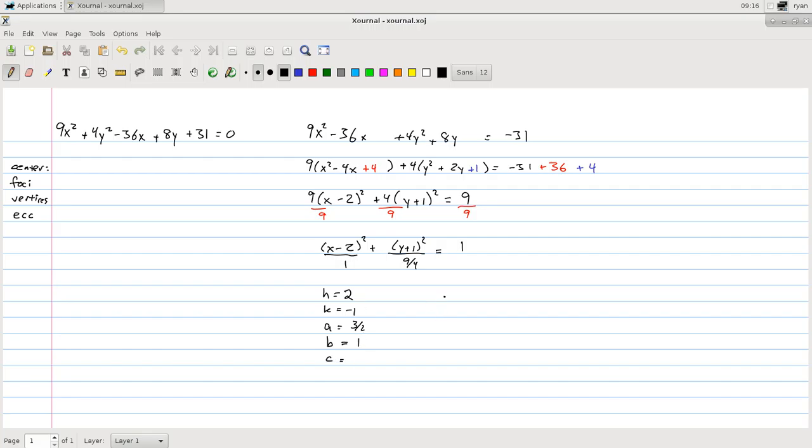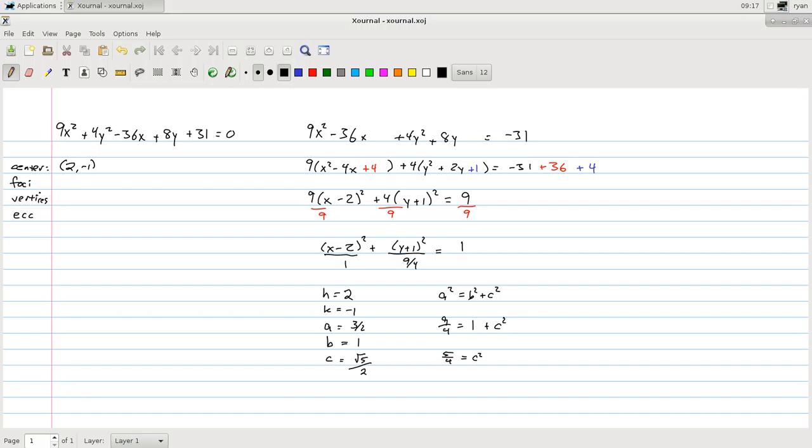And then to get c, we have this formula, a² = b² + c². We'll fill in what we know. a² we know is 9/4, b² is 1, and c is what we're solving for. If we subtract 1 from both sides of the equation, we've got 5/4 = c². Taking the square root, we get that c is √5 over 2. Now that we have all the parameters, we can start filling in the missing information. They ask first for the center. The center is the point (h, k). We've identified h and k, so this is (2, −1).